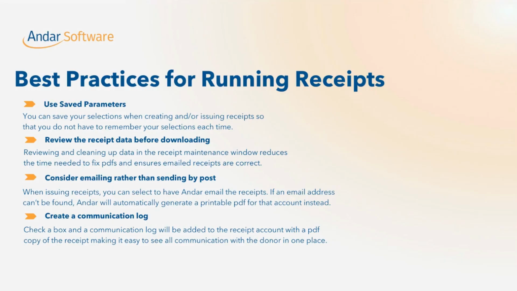But number one, we're going to create receipts. Create receipts means create a list of those accounts that should be getting a receipt. Okay, there are a whole bunch of different checkboxes and options that you can choose from. When you find the selections that work for you for a particular run, save those parameters so you don't have to remember all the checkboxes each time.